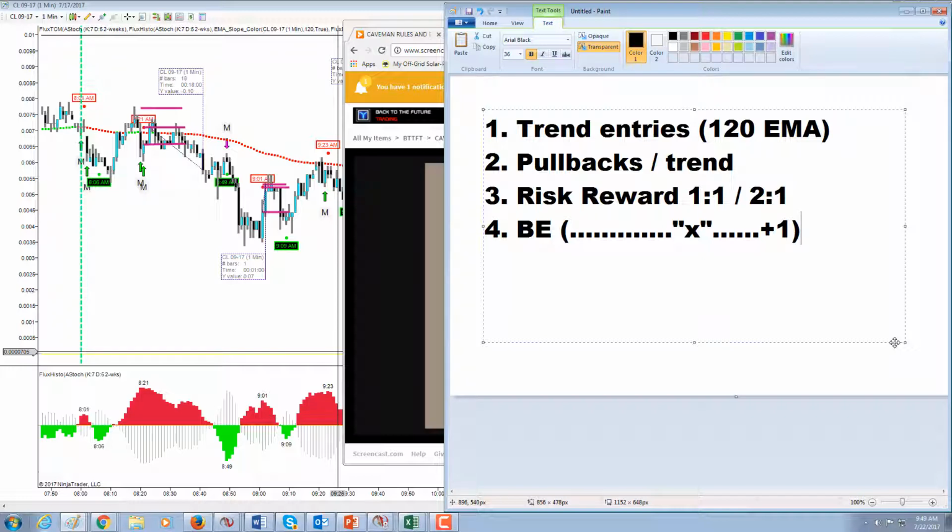These are the kinds of methodologies that I've observed over the years that successful traders seem to be employing more often than not. A trend entry, pullbacks, a healthy risk-reward ratio or profit factor, and a break-even condition that helps them lock up profits and know when to lock the trade down.